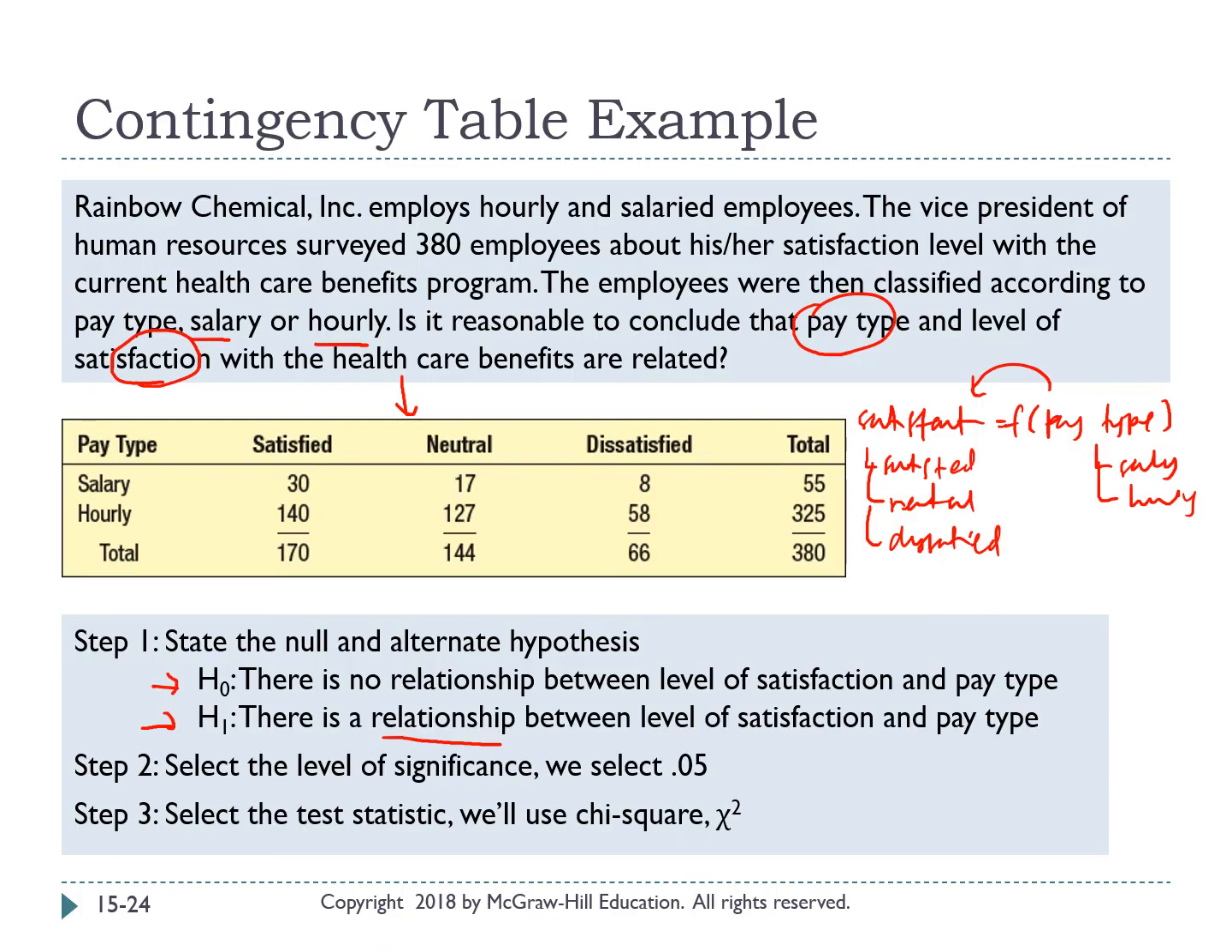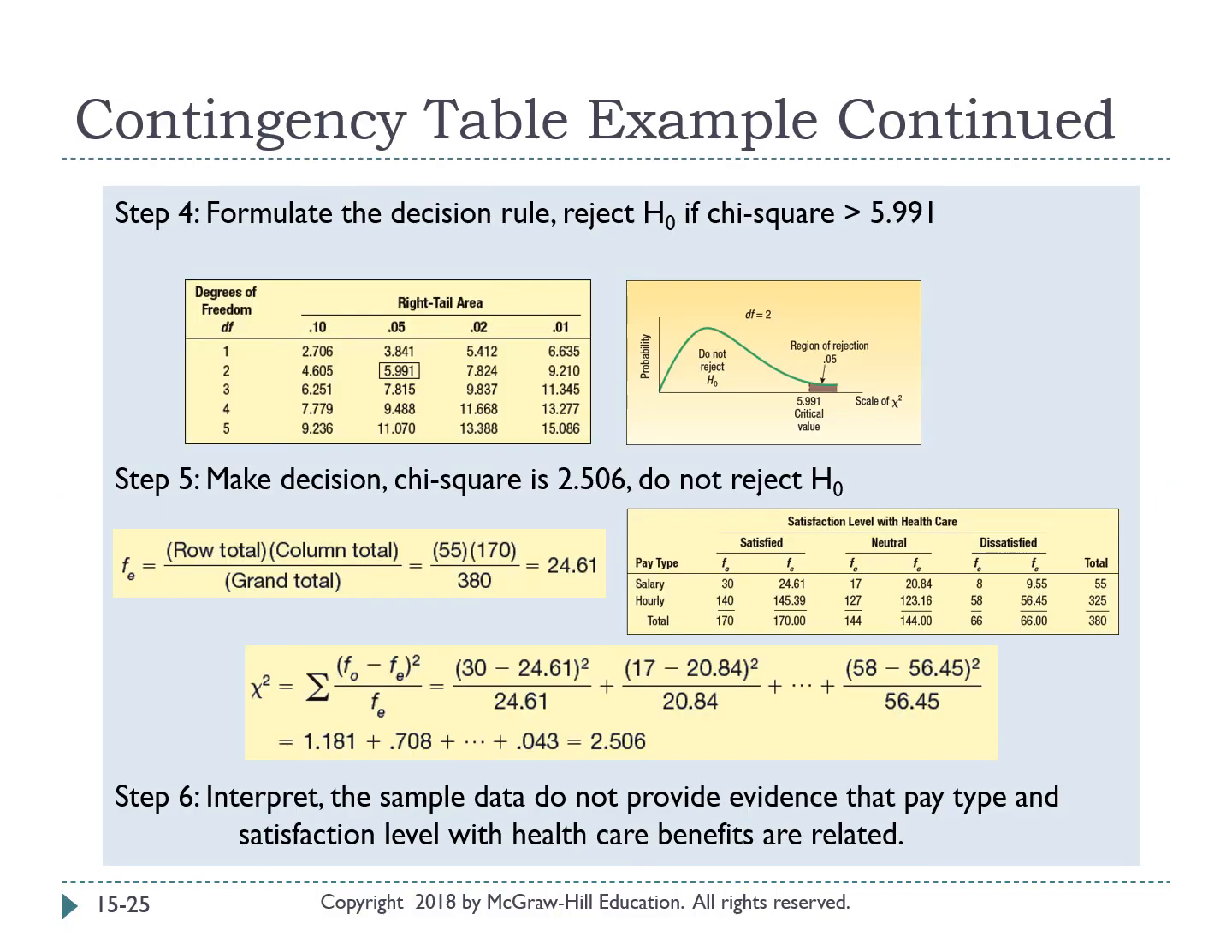Step number 2, we have to select our alpha, which is 0.05. Step number 3, we have to compute the test statistic. We will be using chi-square, and the information to compute the chi-square will be given in the next slide. Step number 4, we have to formulate the decision rule. Before formulating the decision rule, we have to find our CV. So we have to refer to degrees of freedom. What is the formula of degrees of freedom? You have row minus 1 multiplied with column minus 1.